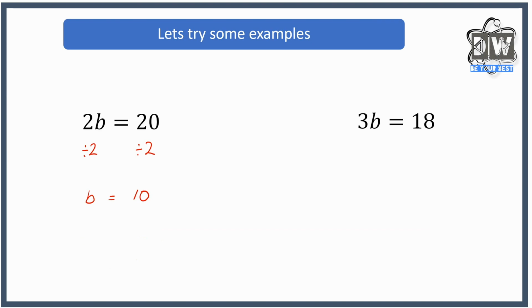Okay, so I've got 3 times b. So what's the opposite? Divide by 3. And I must divide both sides by 3 because I want to keep that balanced. So what's 3b divided by 3? It equals b. And I've got 18 divided by 3, which gives me 6.